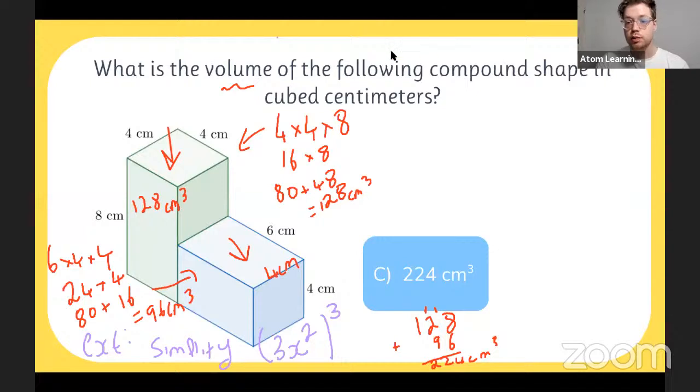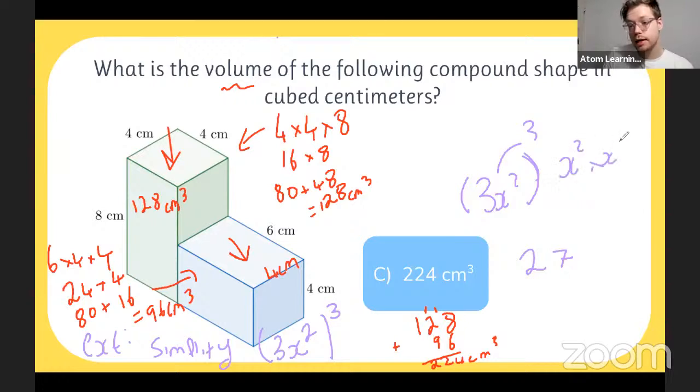It was a nice bit of algebra for those of us who wanted a little challenge this morning. You needed to simplify 3x squared, cubed. So when we have brackets like this and then we cube it, you have to cube everything inside the brackets. So we need to do 3 cubed, which gives us 27. And then we need to do x squared cubed. Now, x squared cubed is just x squared times x squared times x squared. And when we do that, you need to add the powers together. So that gives us x to the power of 6.